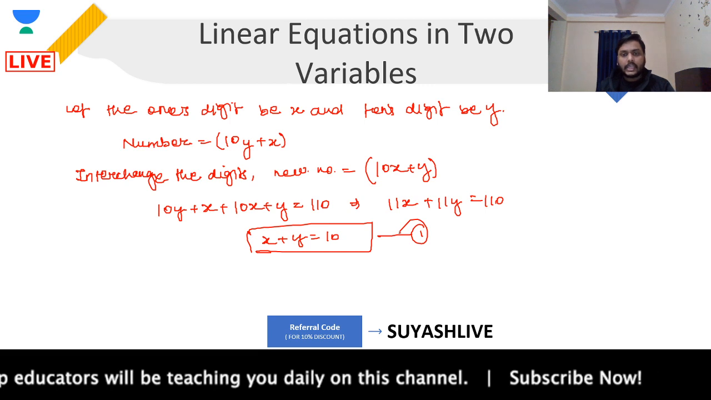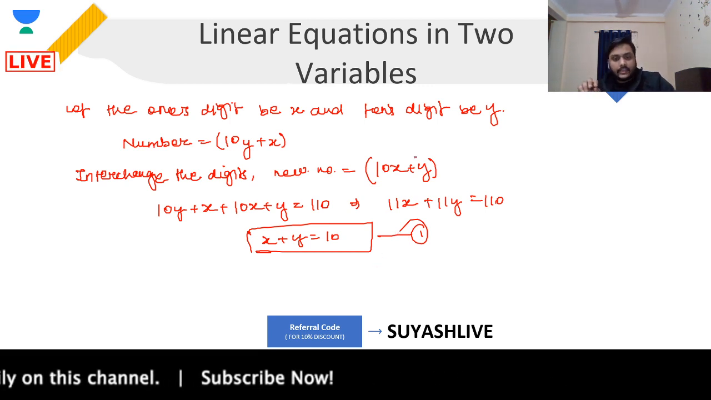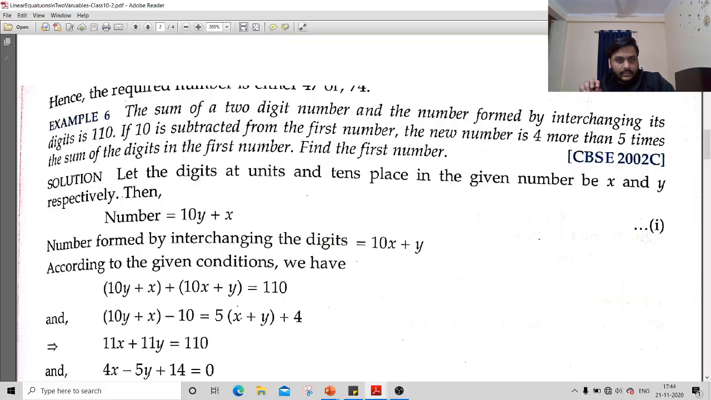Now, talking about the second equation, what is given to me? Let's have a look again. For the second equation, if 10 is subtracted from the first number, then the new number which will be formed is 4 more than 5 times the sum of the digits.